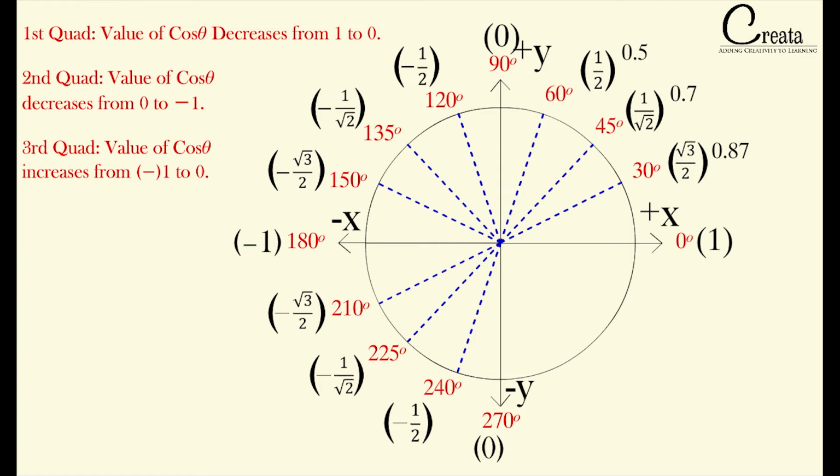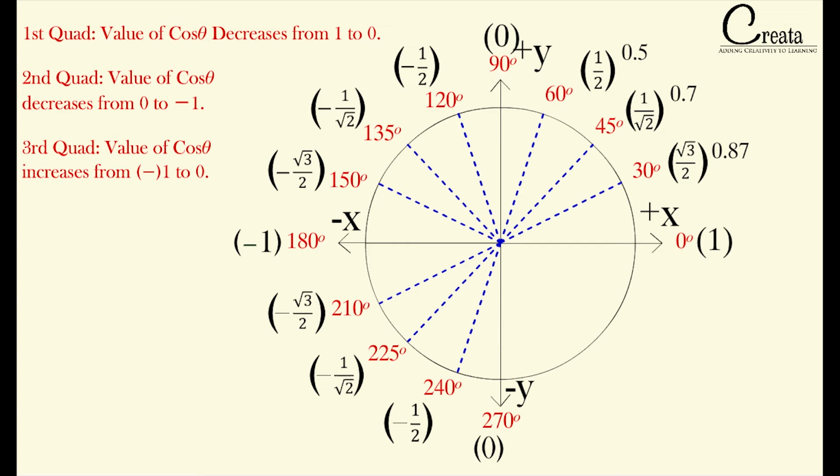In the first quadrant, cos is decreasing from 1 to 0. In the second quadrant, cos is further decreasing from 0 to minus 1. And in this third quadrant, cos is increasing from minus 1 to 0. Okay. In the first two quadrants, it is decreasing and in the third quadrant, it is increasing. Let's see what happens in the fourth quadrant.